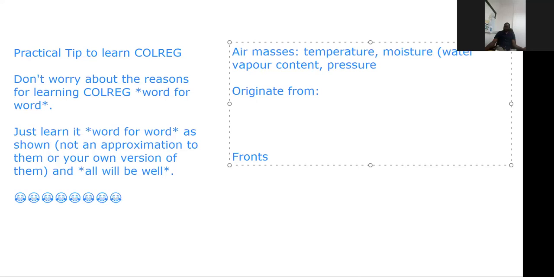Now, if, for example, one is winning over the other, then that will be the name of the front. If the warm air mass is winning over the cold air mass, that means it's going to be a warm front, if you understand what I mean. If the cold air mass is winning over the warm air mass, it's going to be a cold front.